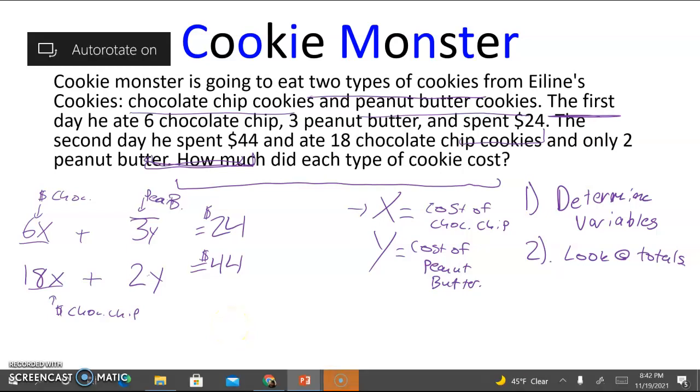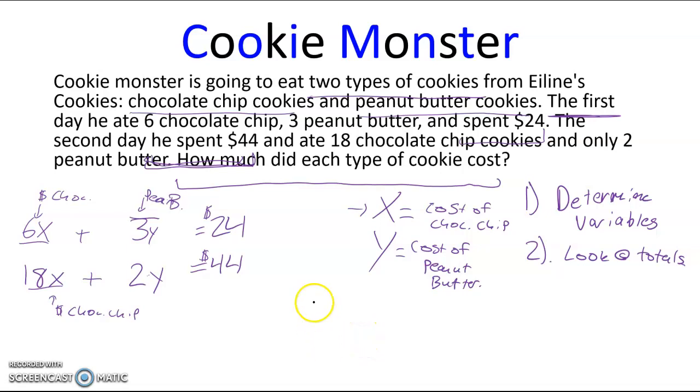All right, so we are picking up right where we left off on the last video. This is kind of a continuation of the Cookie Monster problem in which we set up the system of equations right here, and now we are going to solve said system of equations, okay?